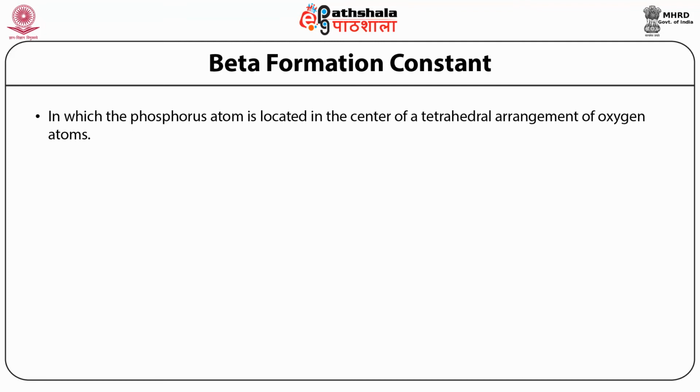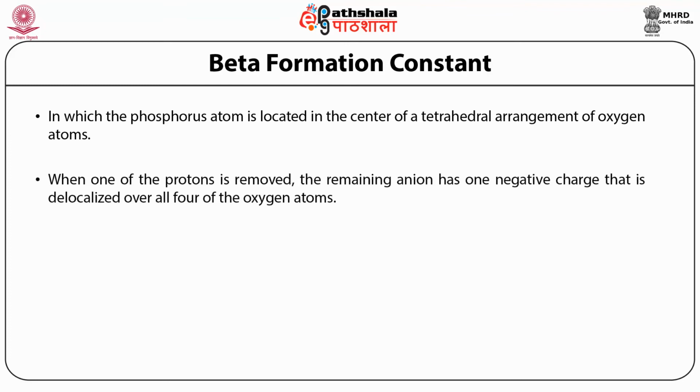Tetrahedral arrangement of oxygen atoms is present in phosphoric acid. When one of the protons is removed from OH, the remaining anion has one negative charge that is delocalized over all four of the oxygen atoms. Here it is very important to note what remains after the removal of one proton: an anion is left.